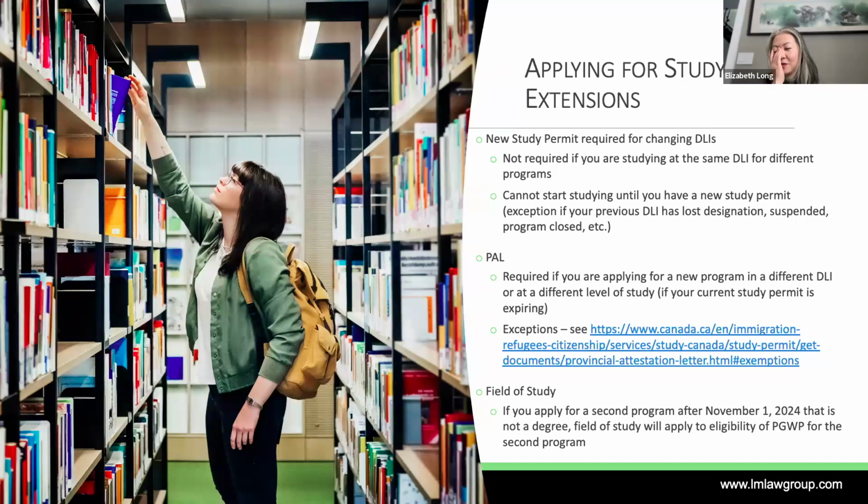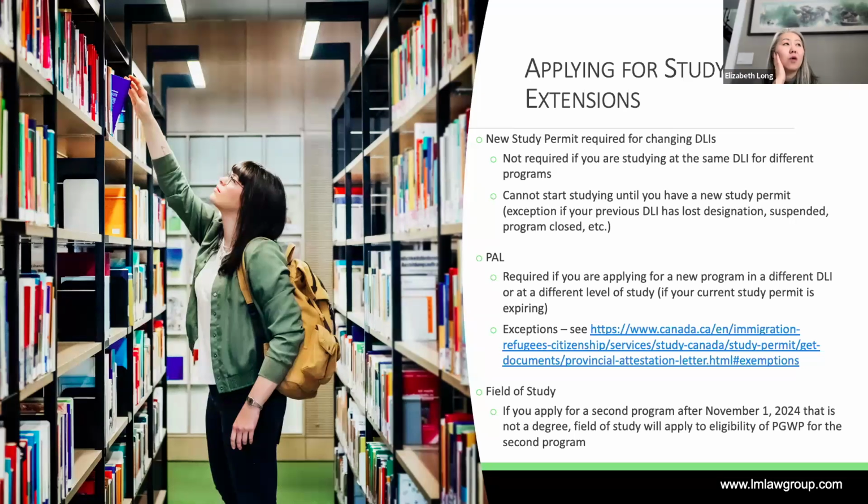So Mary, let's just go through a few scenarios. Sure. Let's say I am just finishing up my undergrad at OCAD and I want to do a master's at OCAD. My study permit does not expire for another year. Do I need to get a new study permit in order to start studying for the master's program? So you don't need to get a new study permit to start studying in the master's program, but if your master's program is going to go past the duration of your current study permit, before your current study permit expires, you will need to extend it.